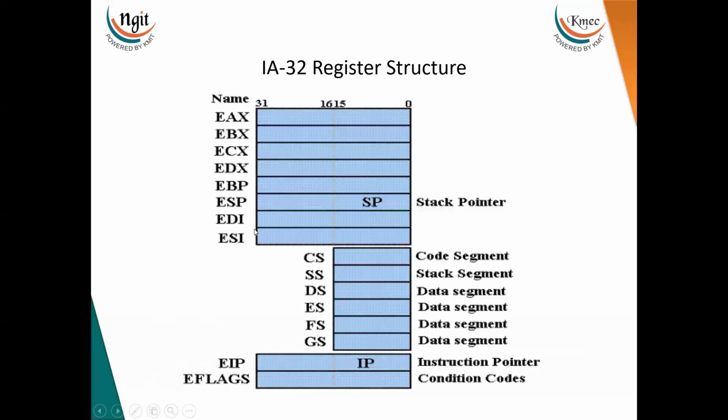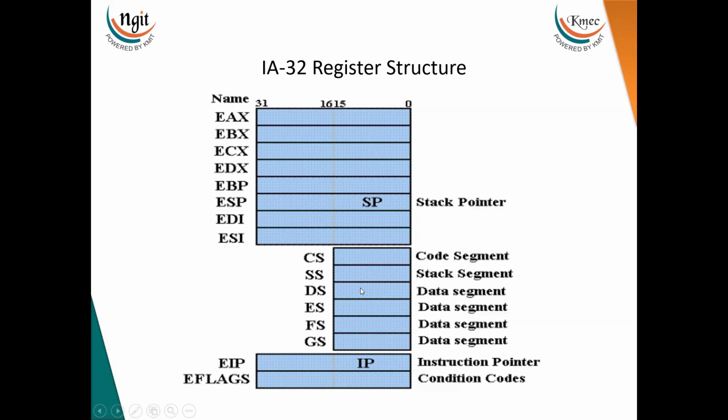Here we are discussing the Intel IA32 processor. If we see the register structure, A, B, C, D are the data registers. E means extended; wherever you see E, it indicates extended. These are the data registers, these are the pointer and index registers, and these are the segment registers.